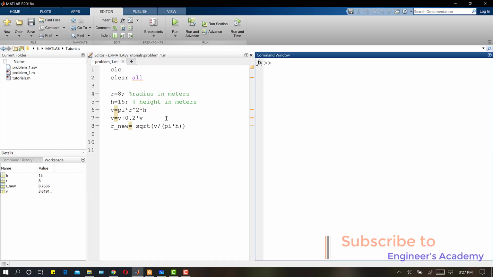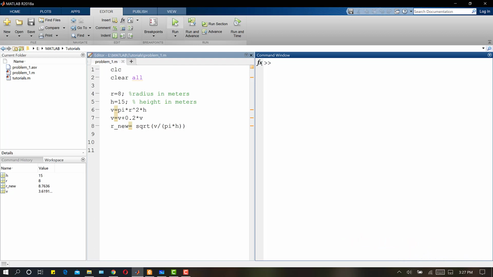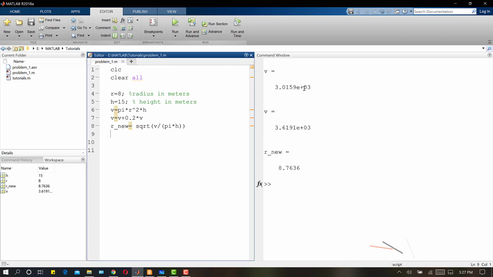So now if I want to run this script file, I will click on this run button. If I click on this run button, the volume with the radius 8 is 3.05 into 10 raised to power 3. The new updated volume with 20% increase is 3.61 into 10 raised to power 3. So the corresponding new radius with this 20% increase in volume is 8.7636.